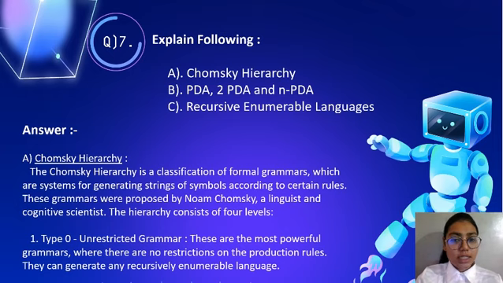The Chomsky hierarchy is a classification of formal languages, which are systems for generating strings of symbols according to certain rules. These grammars were proposed by Noam Chomsky, a linguist and computer scientist. The hierarchy consists of four levels. The first one is type 0, unrestricted grammar. These are the most powerful grammars, where there are no restrictions on the production rules. They can generate any recursively enumerable language.